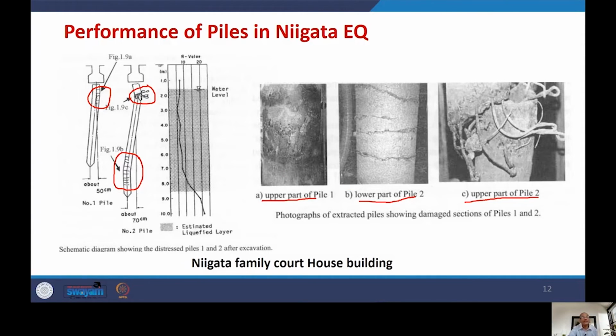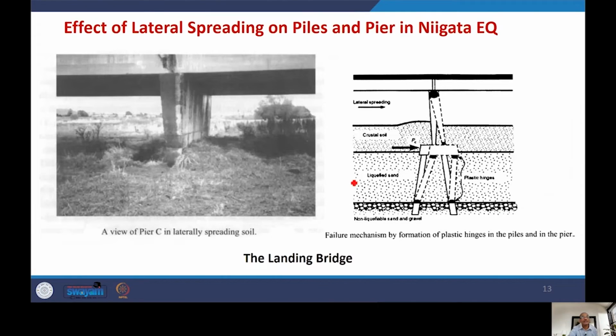Continue with that. So then you have the effect of lateral spreading on piles and pier in Niigata. This is the bridge you could see. It appears to be intact, but later investigation showed otherwise. This is a view of PSC in laterally spreading soil. So when we say laterally spreading soils, it means there is liquefaction and there could be some slope. It is a gentle slope. It may not be leveled ground.